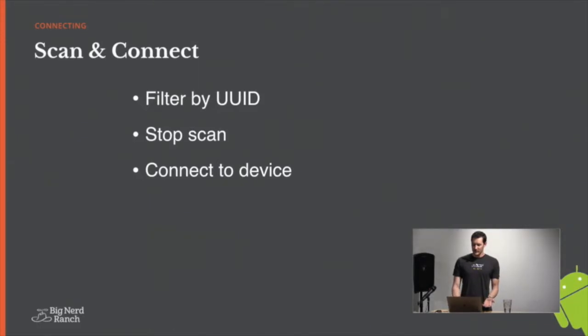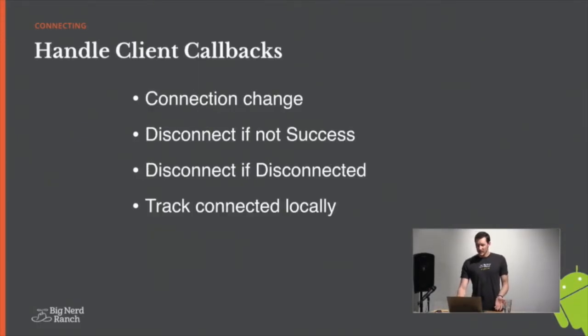So once that's done, you connect to it. Then you have to handle all of your client callbacks. I think there's like 8 or so. There's a connection change, and it'll be the first one you get. It'll say, hey, we connected this device. What do you want to do about it? And the fun part about this is that there are so many ways it can go wrong. It gives you a new status, and if the status is not 0, which is GATT success, you need to just disconnect and start all over.